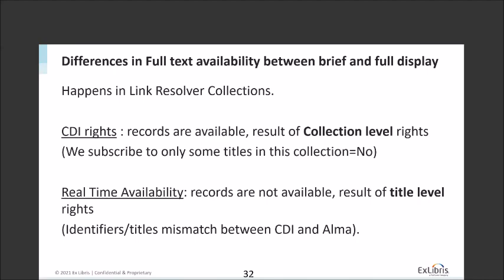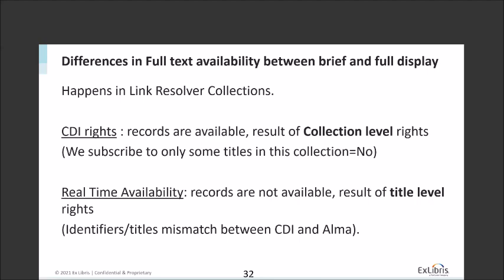But then when we click and we go to see the full text, we're actually starting to use the link resolver, the Alma link resolver. In the Alma link resolver, we use a process called real-time availability, which means that after we did the CDI rights process, we want to check now against Alma directly, on the fly, and find the title and the active portfolio to create the working link. And then when this process comes into play, we see that the records are not available.